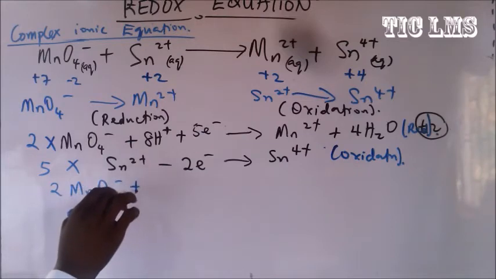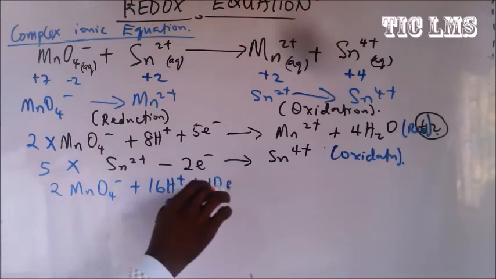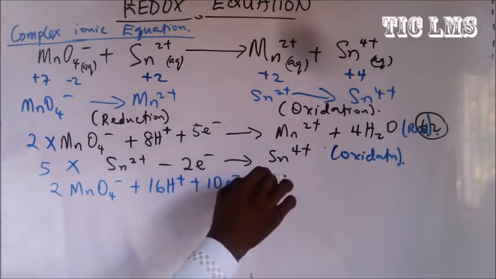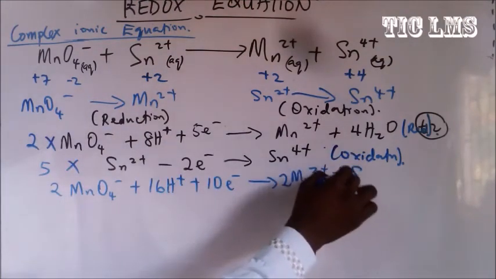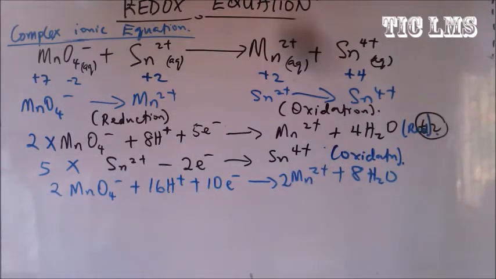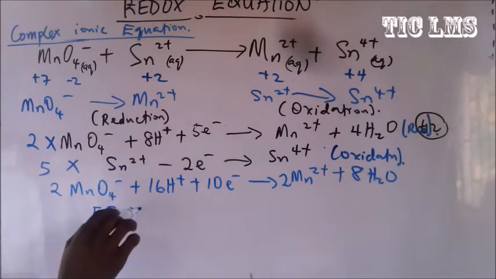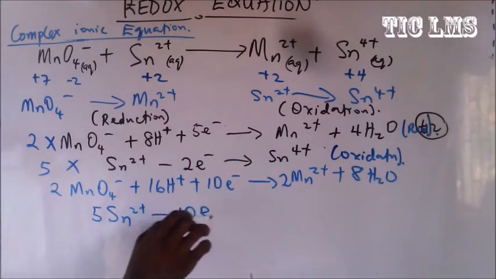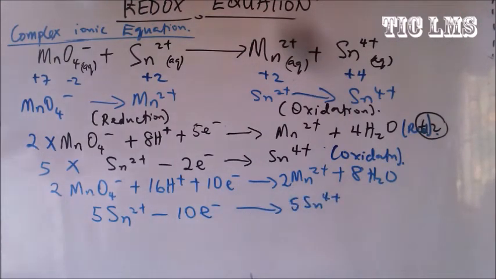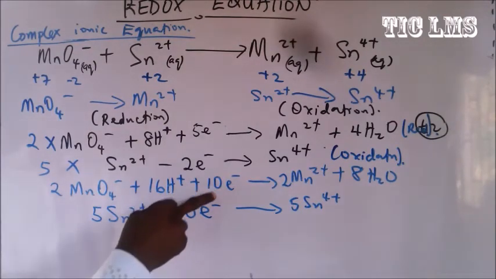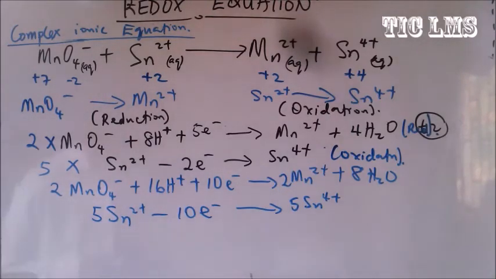2MnO4- plus 16H+ plus 10e-, and then we have 2Mn2+ plus 2 times 4, that's 8H2O. For the oxidation, we have 5Sn2+ minus 10e- to produce 5Sn4+. After they are balanced, the electrons will cancel out because plus 10 minus 10 will have 0.